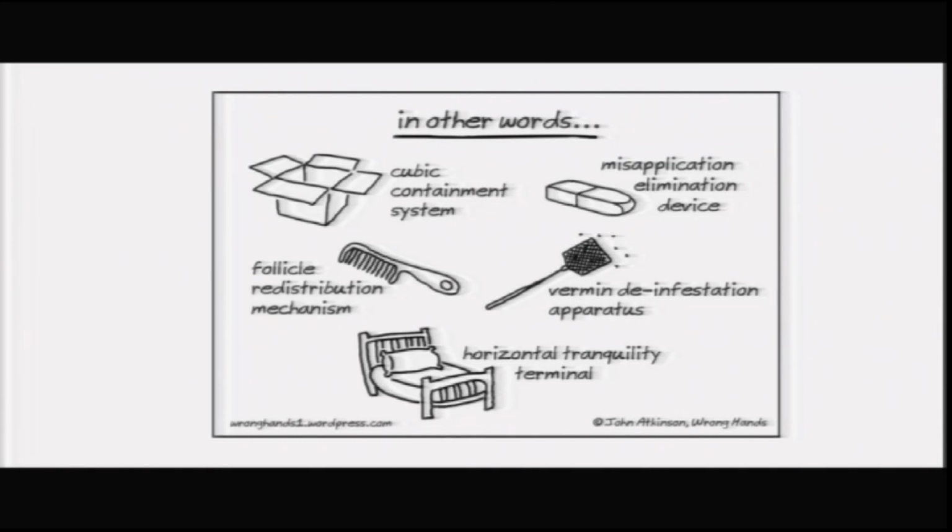You see the eraser. So, eraser is referred to as a misapplication elimination device or misapplication deletion device. And then you look at a box and it is called a cubic containment system. So, this is what words are supposed to do. So, what do words do? Words describe our world to us. Words describe what you see around, and by using words you are capturing that entire set of concepts and communicating them in as small a number of sounds, or words, as possible to the other person. This is what words are supposed to do.